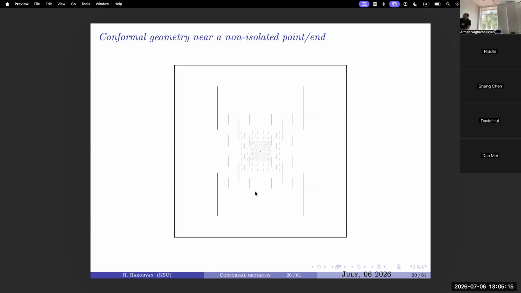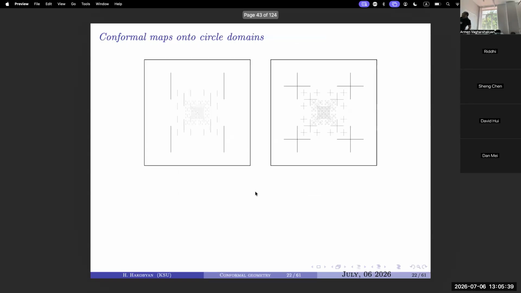This is another instance of conformal geometry near a point. Here's a similar question for the same similar domain, where I put crosses instead of slits. In both cases, I'm interested in the conformal geometry near the point. Where does it go to? Any ideas? Here is a hint: you get different answers, you don't get the same answer. In one example, that point goes to a point, and in the other case, you get a circle.